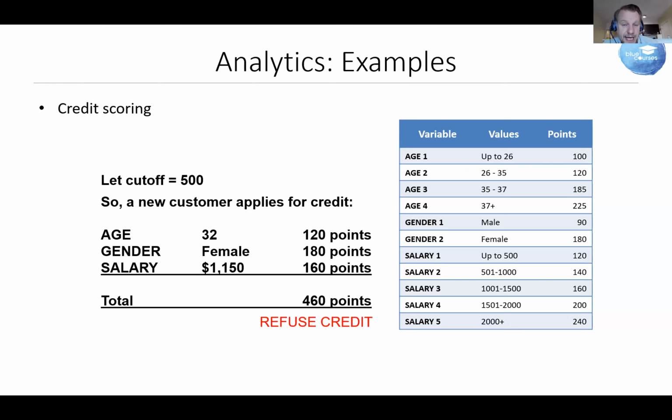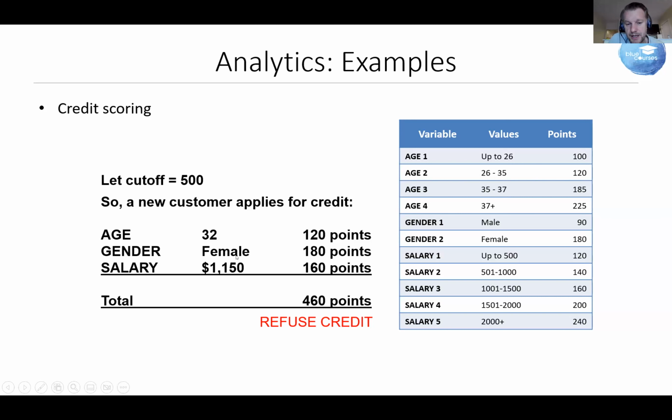And once you have this analytical model, once you have this mathematical model, you can use it to facilitate your decision making. If a new customer, Bart, applies for credit, and Bart's age is, well, unfortunately, I'm not 32 anymore, but not too much older. If my age would say it's 32, then I can look up the points. This is here, 32. It's between 26 and 35. It's 120 points.